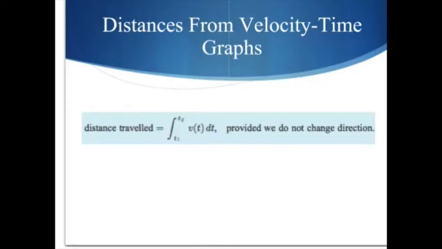You can read it. So this here is T1 and T2. So distance travelled is equal to the integral between T1 and T2 of the velocity, provided we do not change direction. Alright, and we might have a look at some of that stuff. I think that comes up in a question down the track.